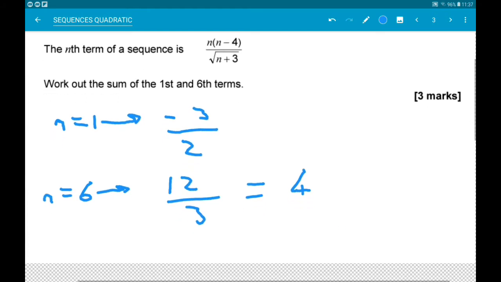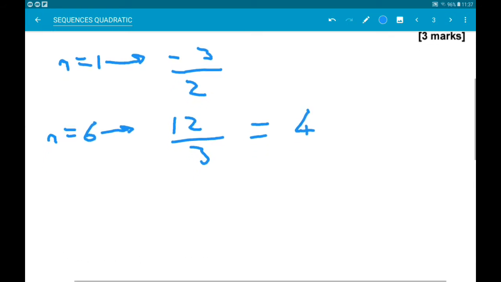So the sum is then minus 3 halves, or minus 1.5, add 4, which gives us 2.5.